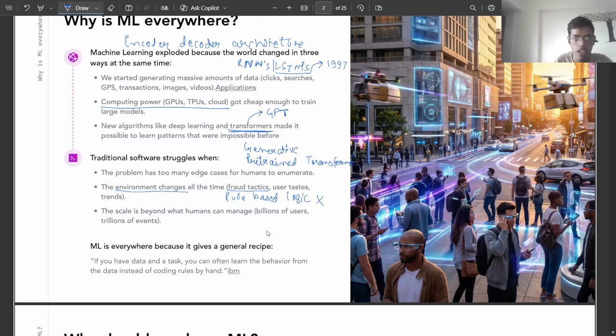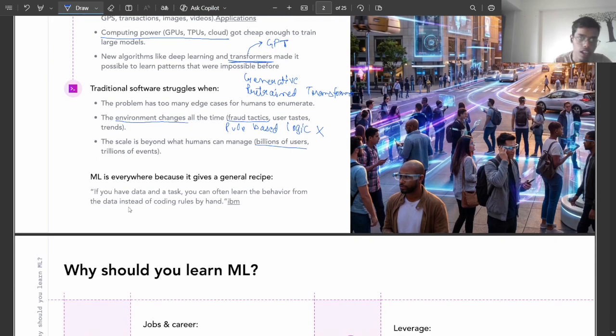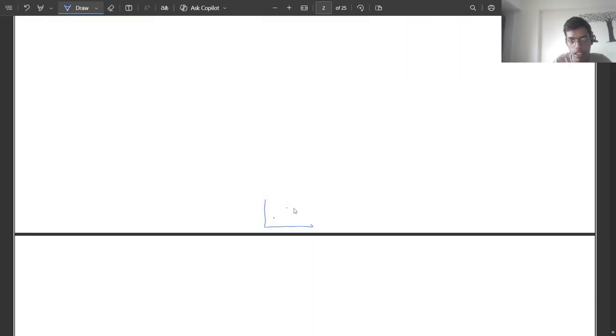And the scale of the data is beyond what one can imagine. For these number of users, you have many events occurring with them. So here, classic rule-based writing, or even software development, will not work in decision making. And it has been observed by many mathematicians and firms like IBM that if you have data and you want to solve a task, you can often learn some behavior from the existing data.